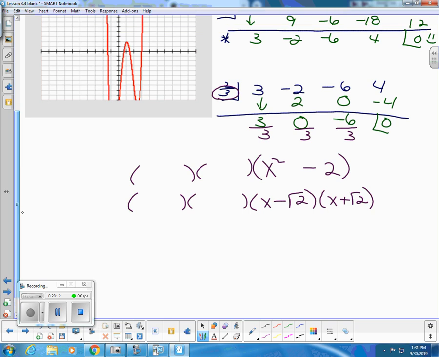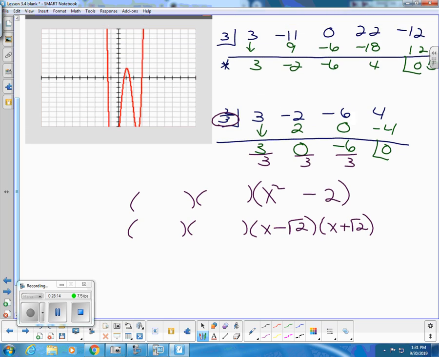Let's write our other 2 factors. If 3 is a 0, x minus 3 is a factor. If 2/3 is a 0, what's my factor with 2/3? Yeah, 3x minus 2.